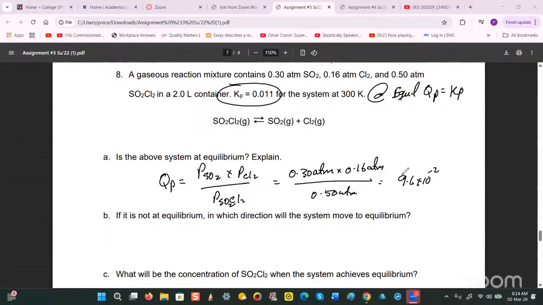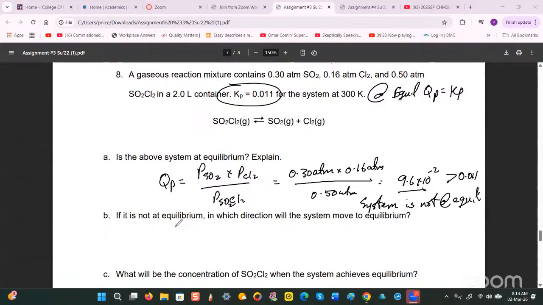So what we do next is compare 9.6 times 10 to the minus 2 to the Kp value, which is 0.011. And we can see clearly that the 9.6 times 10 to the minus 2 would be greater than 0.011. So therefore, because it's not equal, right, the Qp is not equal to the Kp, that means that the system is not at equilibrium, all right, because the Qp is not equal to the Kp.